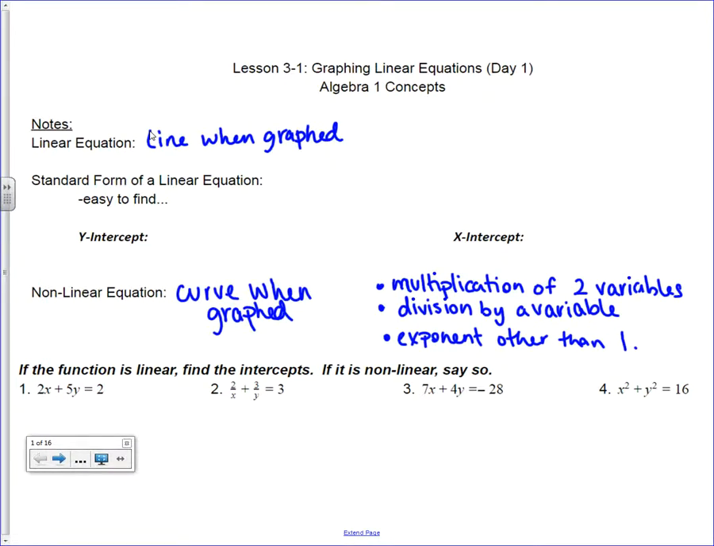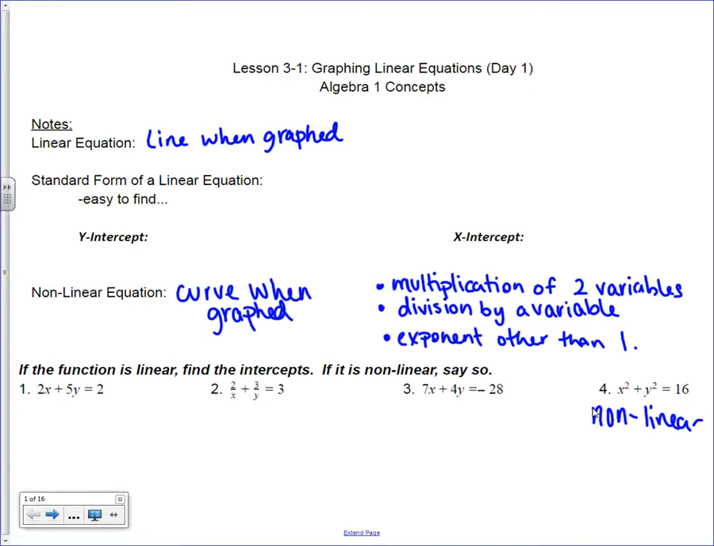So I would like for everybody to look down at numbers 1 through 11, I believe they're in the middle. Does everybody see 1 through 11? Can you tell me which of those would be non-linear from what I just told you? She says number 4 is non-linear. Why is number 4 non-linear? You guys see these exponents of 2? This thing is actually a circle. Because those exponents are 2, that is non-linear.